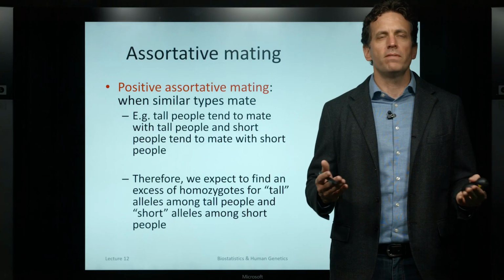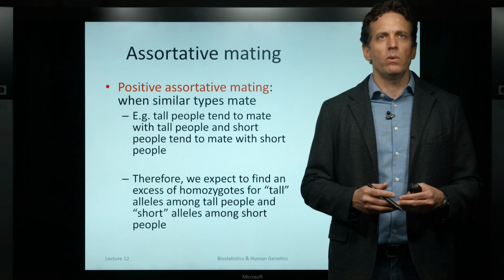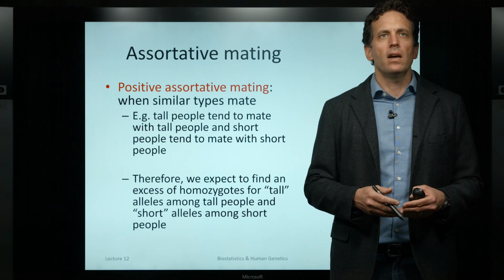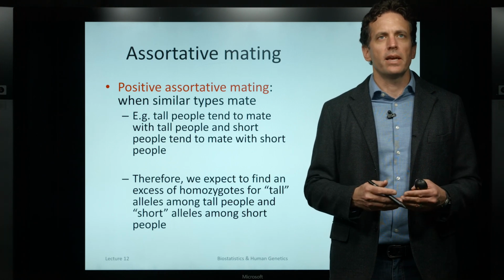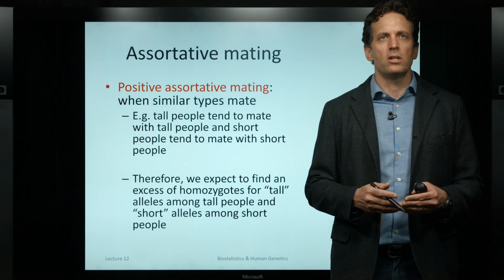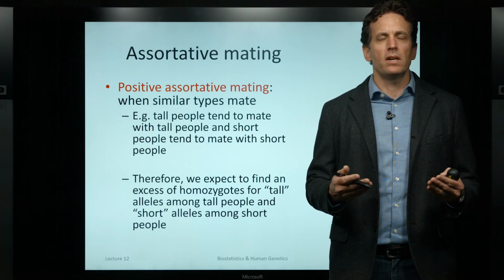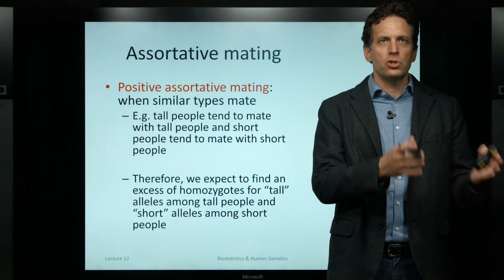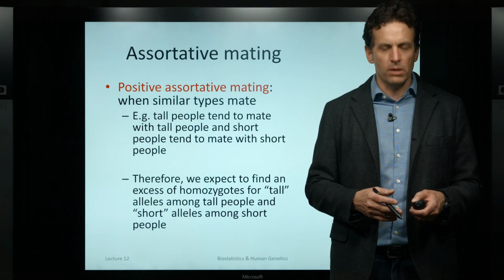And this occurs when phenotypically similar individuals tend to mate. So for example, if tall people tend to mate with tall people and short people tend to mate with shorter people, then that violates that underlying assumption, and mating is non-random in the population. And in this case, we would expect to find an excess of homozygotes for tall alleles among the tall people and homozygotes for short alleles among the short people.